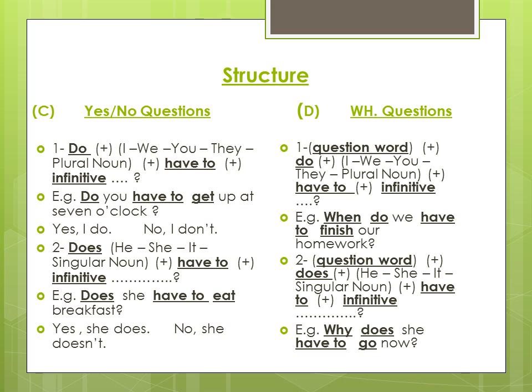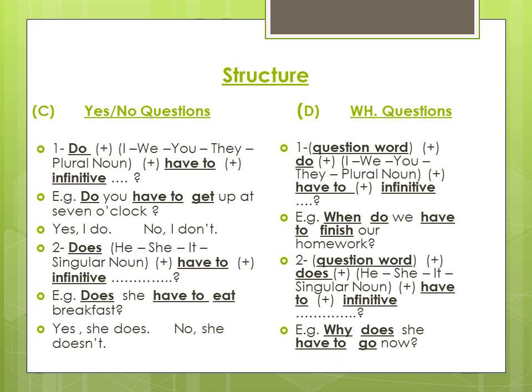Part D. WH questions, or the questions that start with question words. Number 1. We start with the question word plus do plus I, we, you, they, or a plural noun. So when you have the subject I, we, you, they, or a plural noun, you use the question word and do. And after the subject, we use have to plus infinitive.